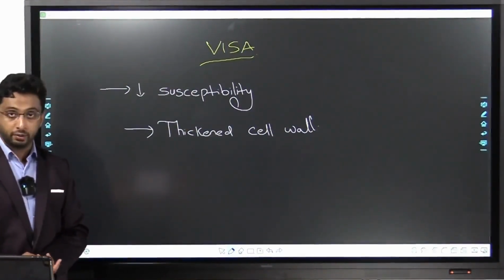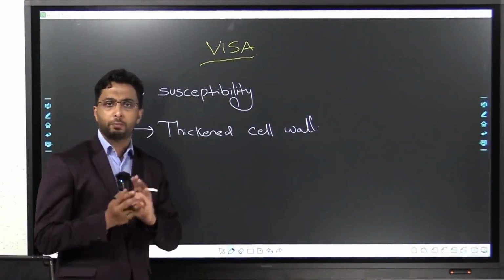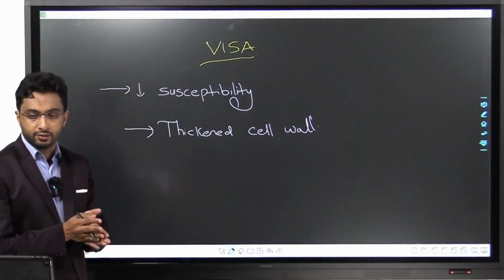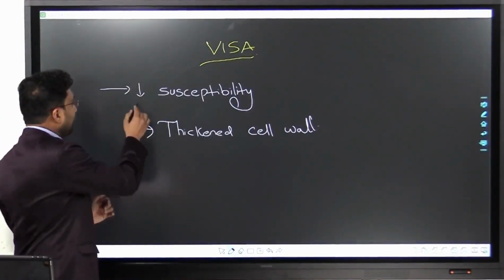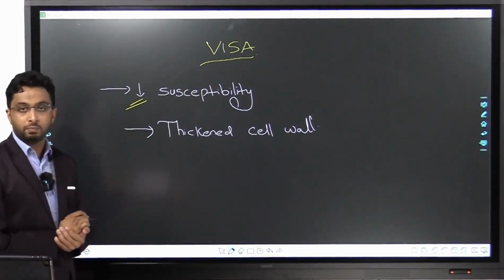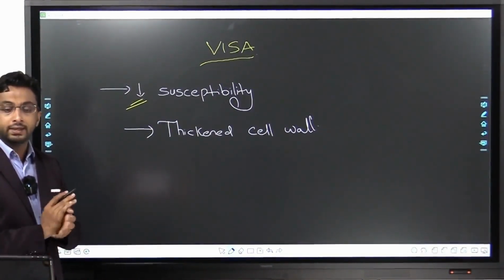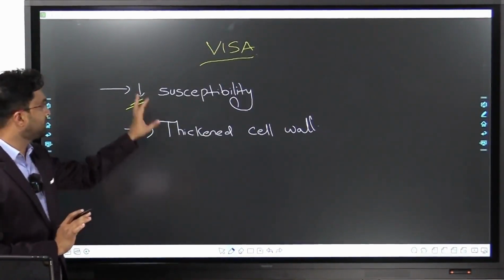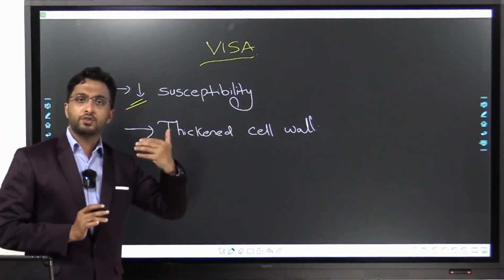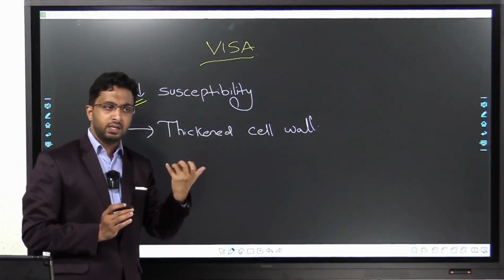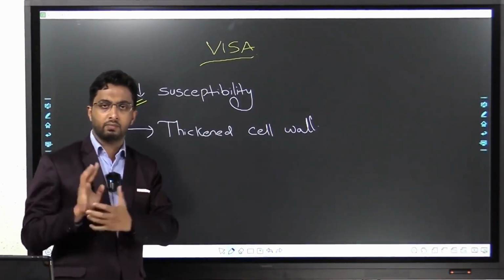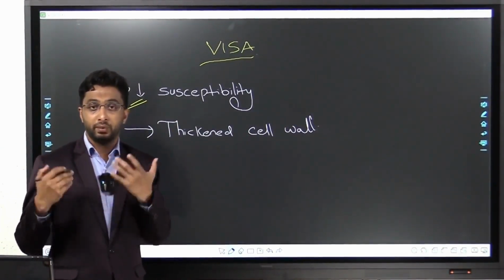Now, the next is VISA, that is vancomycin intermediately resistant Staphylococcus aureus. I is for intermediate. So it is not a proper resistance, it's a kind of intermediate resistance. There is in fact a decreased susceptibility. It is just that the bacteria is not much susceptible. You give it initially, and you find there is some effect, but then susceptibility comes down.